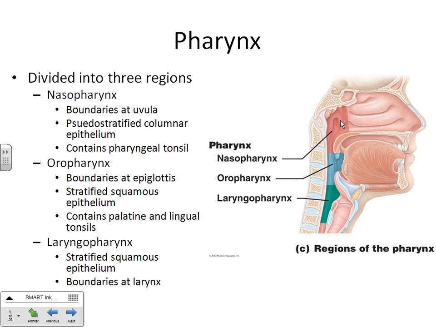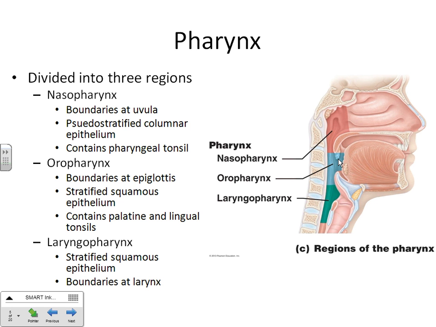Okay? As air continues to move down, air then comes into this area which is blue. This is the oropharynx. Now the air comes in contact with this tonsil. This is the palatine tonsil. Down here, this is the lingual tonsil. Okay? Once we get into the oropharynx, the structure of the epithelial lining changes from pseudostratified columnar to stratified squamous.